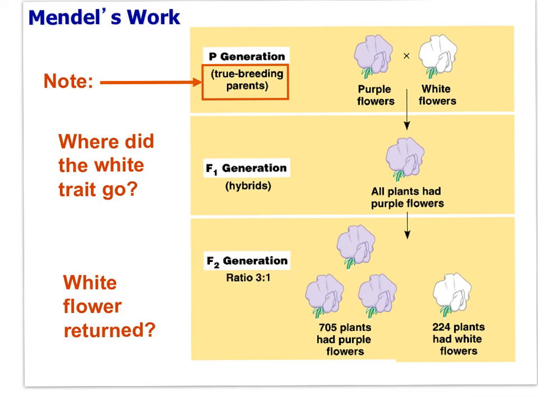And look what occurred. The white phenotype reappeared, and his numbers, big numbers, resulted in an approximate whole number ratio of 3:1. Notice, by the way, that his numbers were not exactly 3:1, but they were very close.